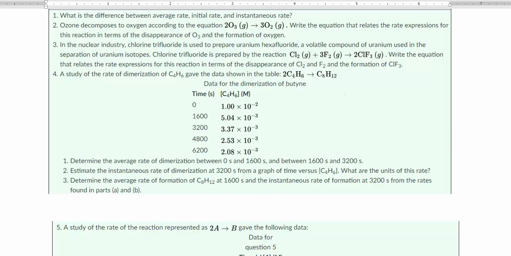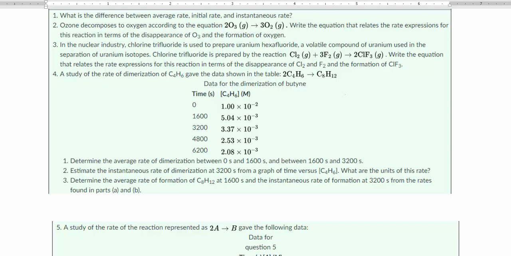So instantaneous rate is at any one point in time. The initial rate is going to be the instantaneous rate at time 0. The average rate is going to be the rate or the difference between two different times. So it's the slope of the line that would be between two different times or two different points.